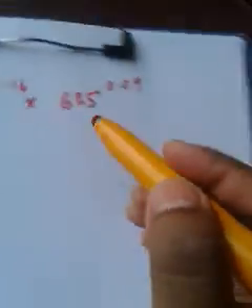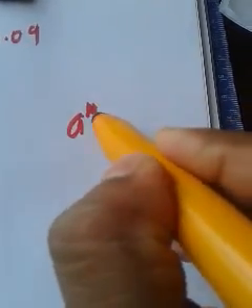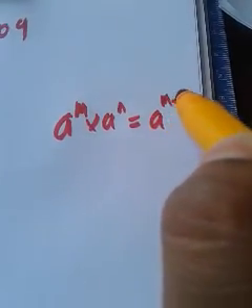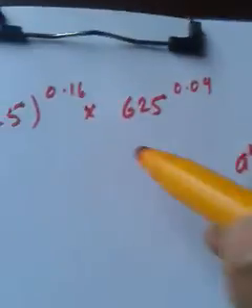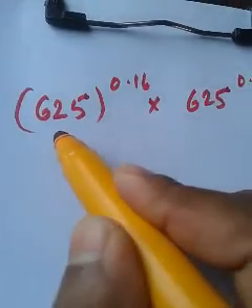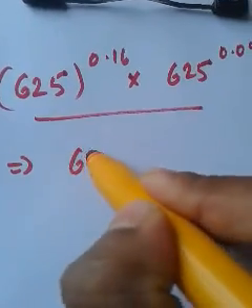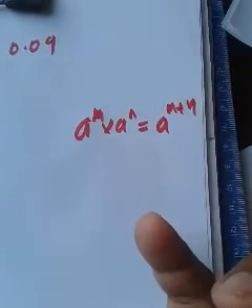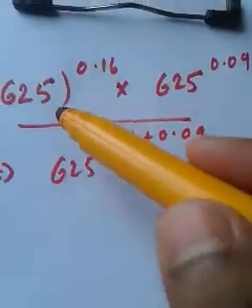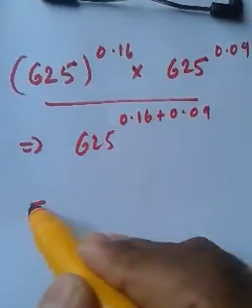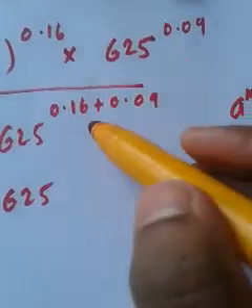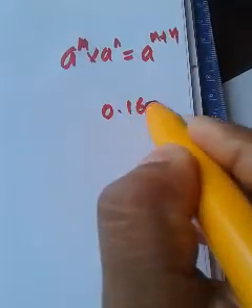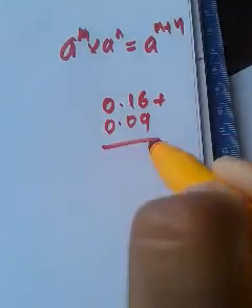Before doing this, we know there is a concept we have learned. We know that a raised to m into a raised to n is equal to a raised to m plus n. So we are going to use this property. Can we write this question by using that property as 625 raised to 0.16 plus 0.09? We understood that rule, and we can apply it here. So it becomes 625 raised to, what is the result of this? 0.16 plus 0.09.